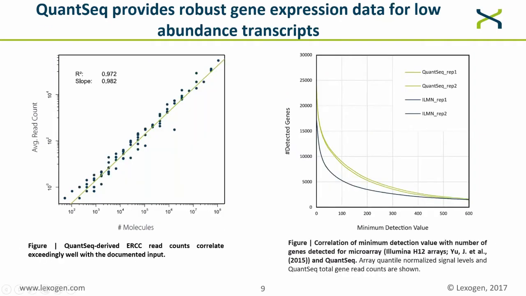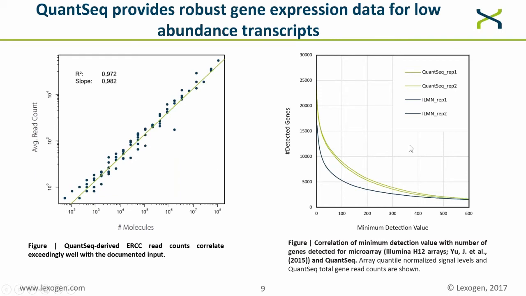So QuantSeq libraries are also well able to detect and quantify low abundance transcripts. Here in the left-hand plot, you can see an input-output correlation for the 92 ERCC spike-in controls that were included in a QuantSeq experiment. The correlation is very high at around 0.972, which indicates that the expected relative amounts of each ERCC added to the libraries were correctly detected in the final sequencing reads.